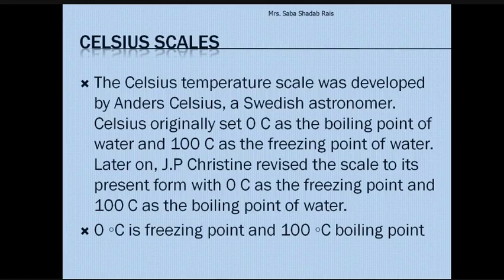So this is also very important to remember that J.P. Christian revised the scale. Many times it is asked who revised the Celsius scale. So he was J.P. Christian, who revised the scale to the present form. Means 0 degrees Celsius is the freezing point and 100 degrees Celsius is the boiling point of water. So the point we need to remember is that this form was revised by J.P. Christian.